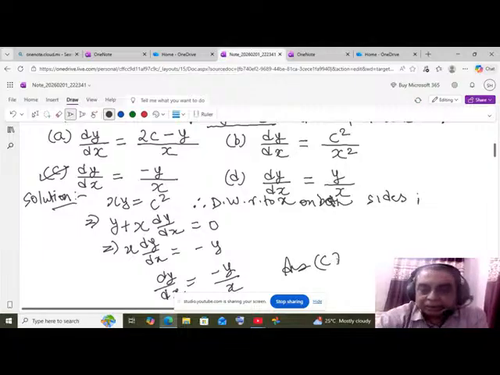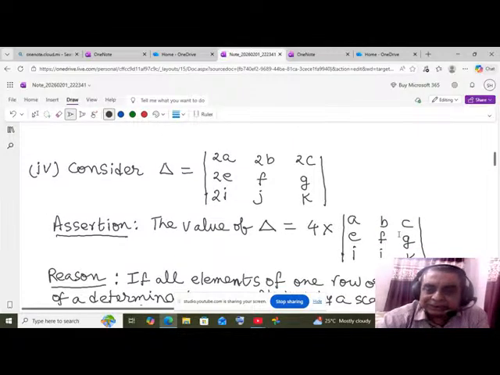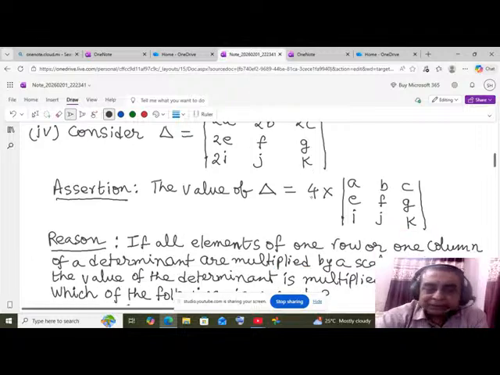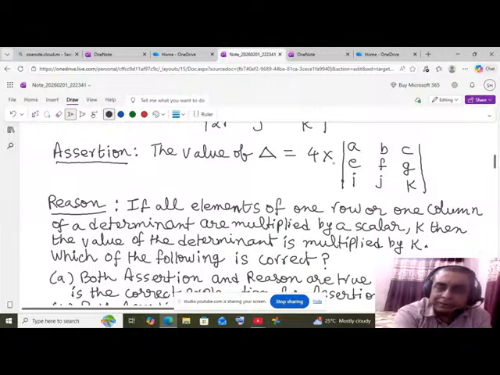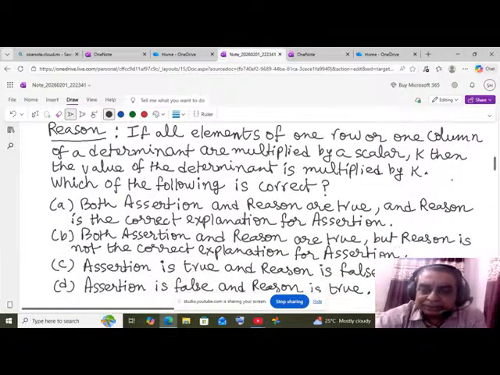Now we are moving to the next question. Here it is saying, consider there is one determinant given. It is 2a, 2b, 2c in the first row. Second row 2e, f, g. Third row 2i, j, k. Here the assertion is given: the value of the determinant is 4 times the determinant a, b, c, e, f, g, i, j, k. Now the reason is given.